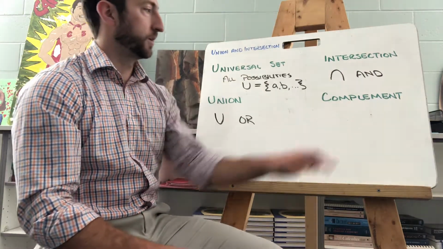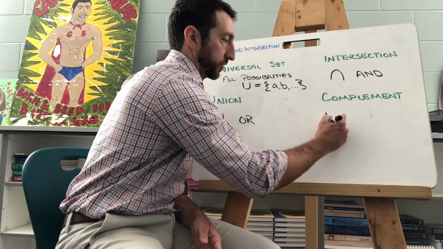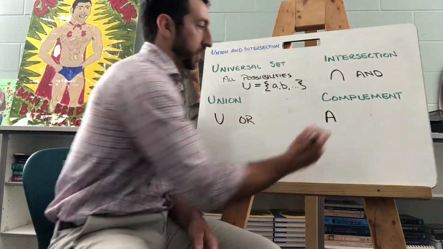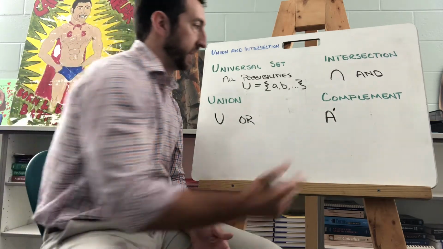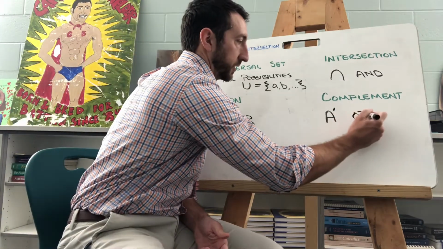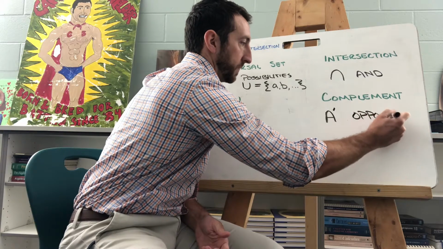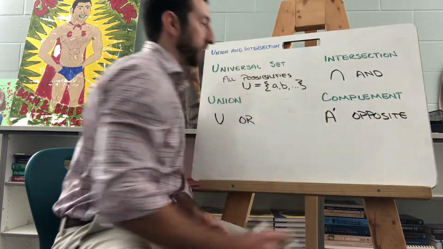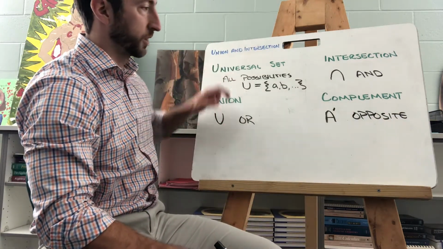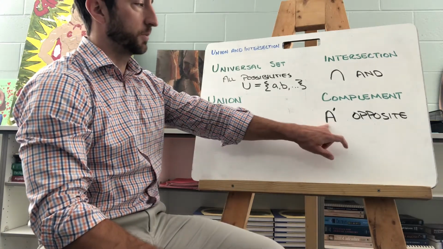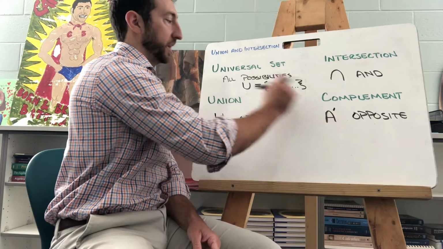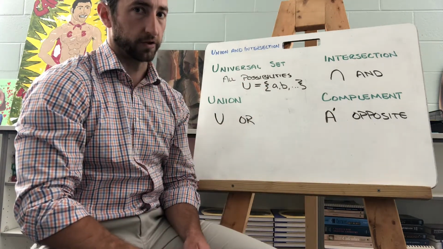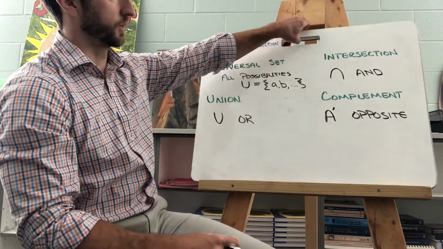And then the complement, you're going to see this a lot of times. So let's say that A is our set. It's going to have a little apostrophe right there, and that just means that it is the opposite. So this is where the universal set will come into play. If I have a complement of this, that just means it's everything that's not in set A, but it is still in the universal set. So let's do a few examples.